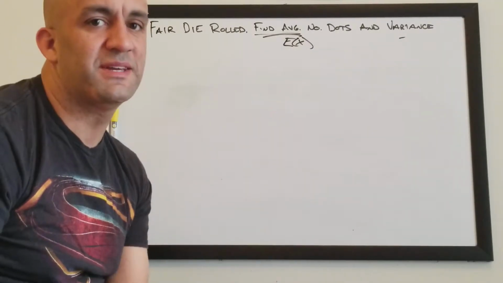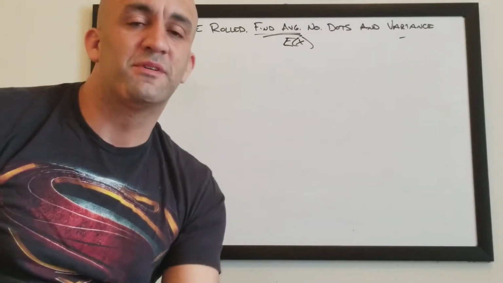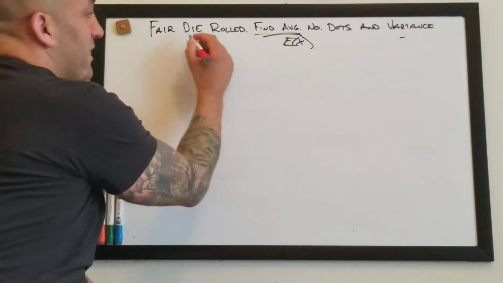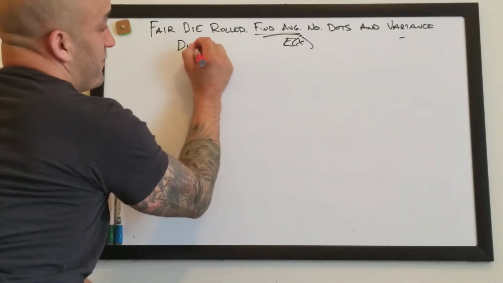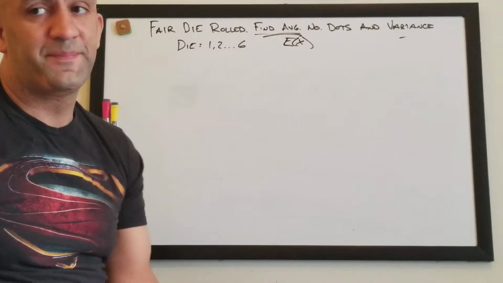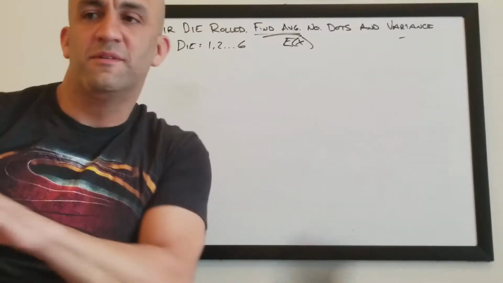This is going to be a discrete case because there's a finite, or countable, number of possibilities for this one. So we know on a die we have 1, 2, all the way up to 6. So what we're going to do is find the expected value of that.